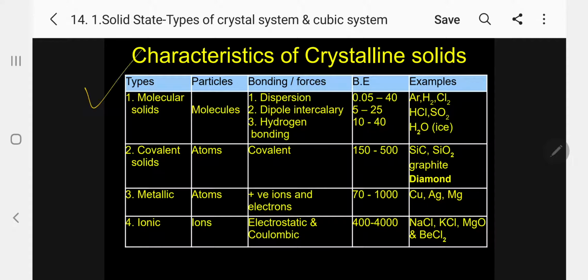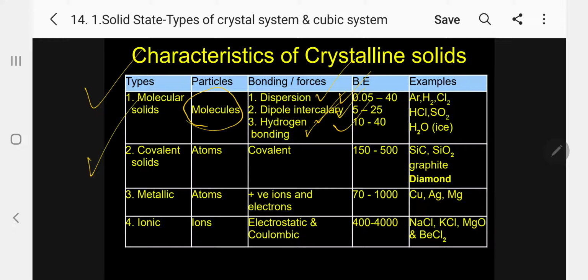Now, there are four types of crystalline solids. One is molecular solids. Particles are molecules. Forces acting in this: dispersion force, dipole-dipole interaction, or hydrogen bond. So binding energy here is 0.05 to 40 kilojoules: 5 to 25 kilojoules, 10 to 40 kilojoules. Examples: argon, hydrogen, chlorine, HCl, SO2, H2O. Kindly follow. Dispersion examples: argon, H2, Cl2. Dipole interaction: HCl, SO2. Hydrogen bonding example: ice. Please follow, we have to memorize.